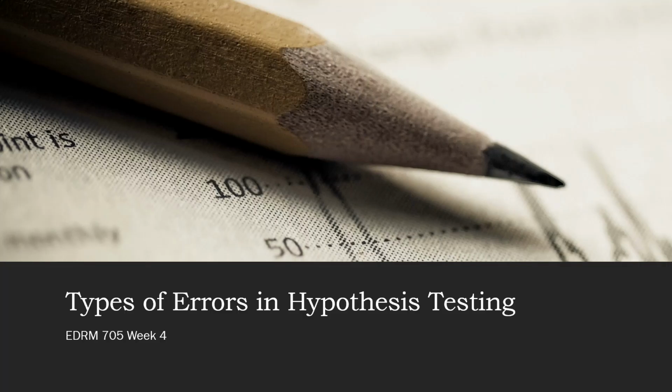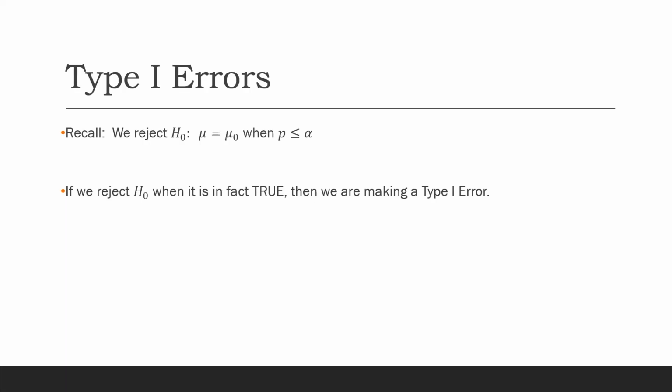Now that we have a good introduction to hypothesis testing, let's talk about two types of errors that we can make whenever we conduct hypothesis tests. The first type is known as a type 1 error. Type 1 errors occur when we reject the null hypothesis when the null hypothesis is actually true, right?